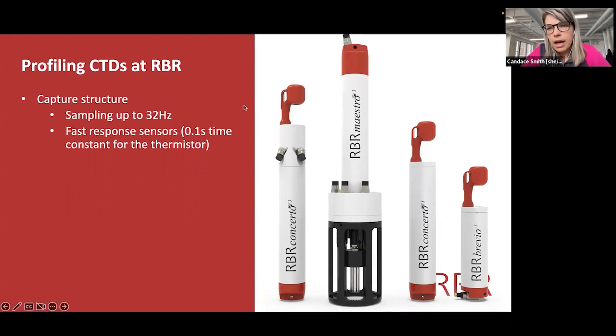So these are fast sampling. You can see here, if I point out on this Concerto, this is a thicker thermistor, and on this Concerto over here, you can see it's a thinner one. So this is the fast, and then this is the standard.